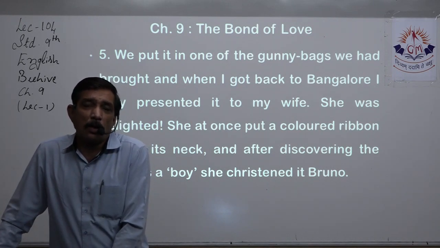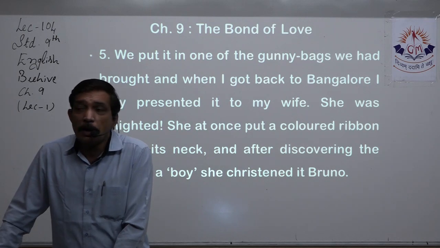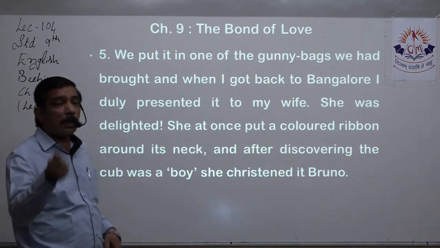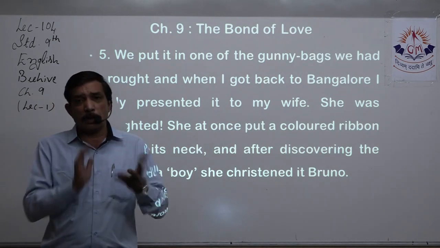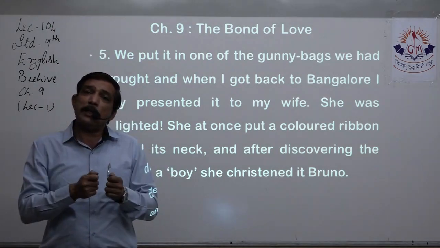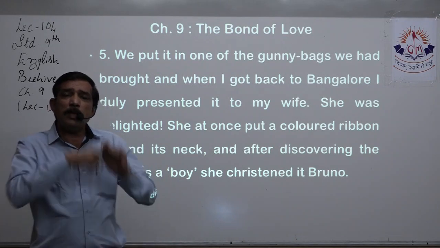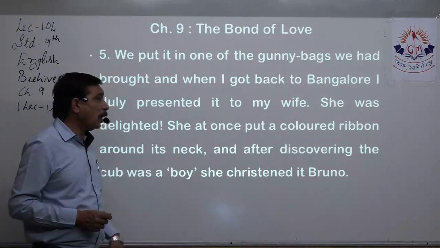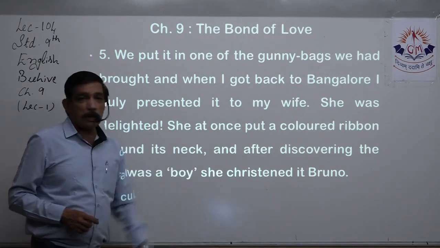So it is better that the collar should be there, and if necessary, if the dog doesn't obey you, then you got to have it on a leash, right? So the chain, with one end in your hand so that you can control your dog. So immediately, the first thing done, you have given me a pet, it's a small one, so automatically a red ribbon, temporary, till they get hold of some belt, right? Immediately, a ribbon was wrapped around its neck, and after discovering the cub was a boy, she christened it Bruno.